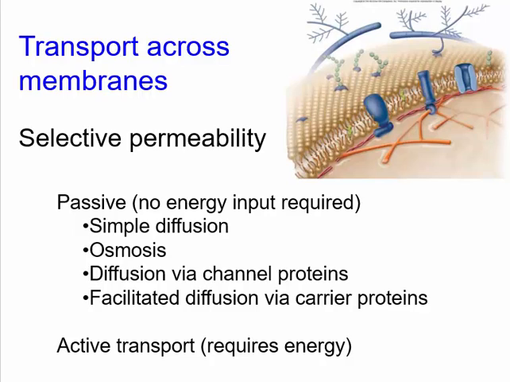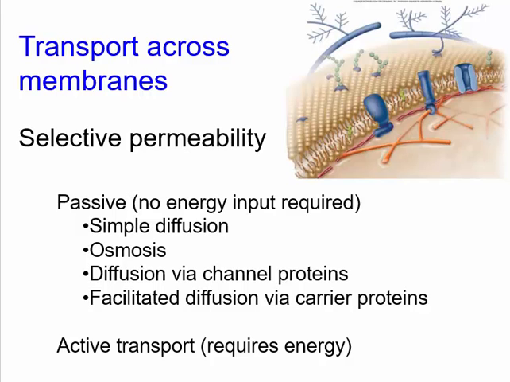So let's talk about transport across cell membranes now. And a key feature to pay attention to is this idea of selective permeability. What this means is the cell membrane is permeable to things, but not everything. And we'll talk about now what allows certain molecules to pass across the membrane or not. So there's two kinds of transport: passive, that requires no energy, and active transport that requires energy. And then we've broken down passive transport into a few different categories here.